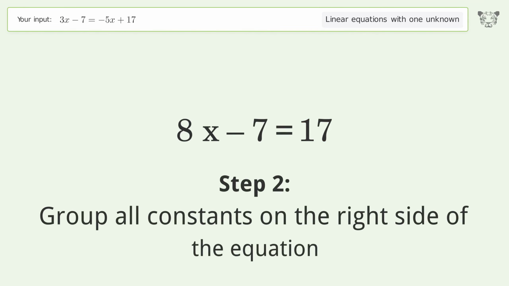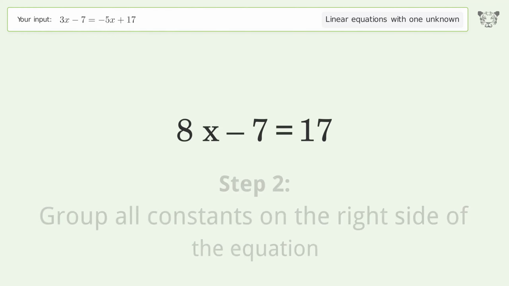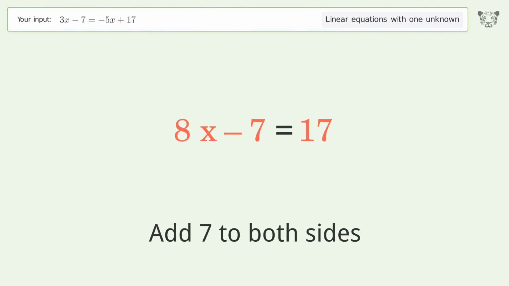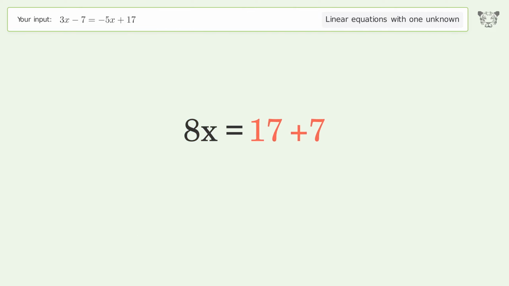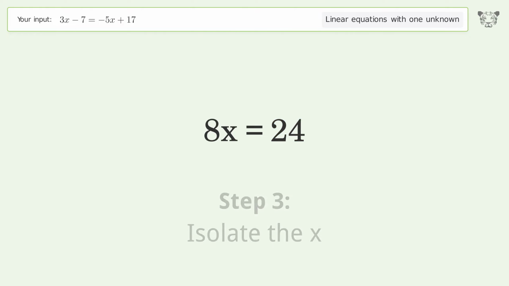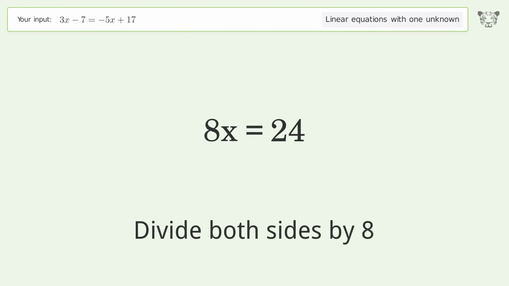Group all constants on the right side of the equation. Add 7 to both sides. Simplify the arithmetic. Isolate the x. Divide both sides by 8.